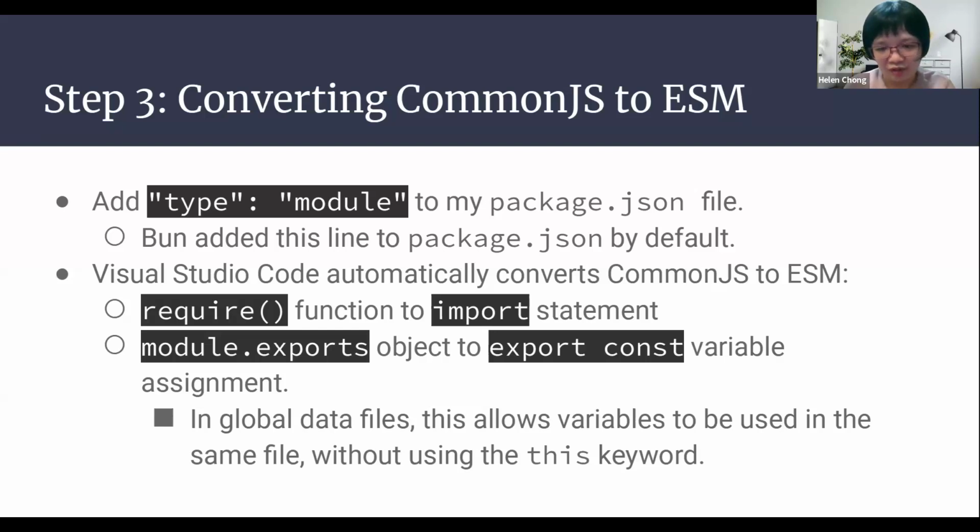And fortunately, Visual Studio Code, my go-to code editor, can automatically convert the CommonJS syntax of the imports in my Eleventy configuration files and the exports of the Eleventy configuration functions to ESM. VS Code also converts the module.exports object in my global data file by assigning const variables and adding the export declaration. This allows variables to be used in the same file without using a this keyword, because I no longer need to put everything inside one big object, so the data can be exported to be used as variables in my website templates.